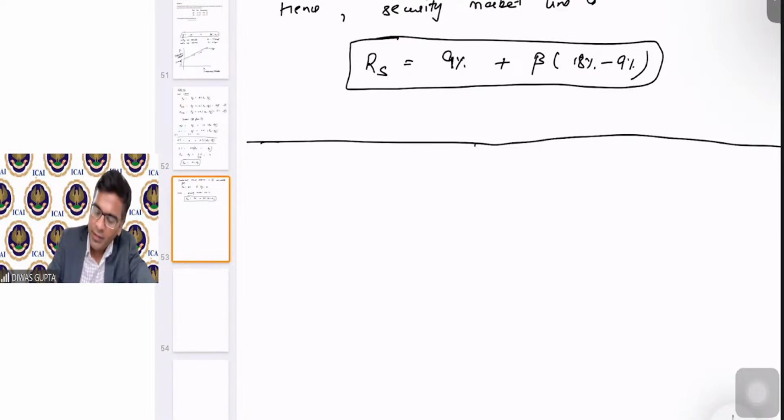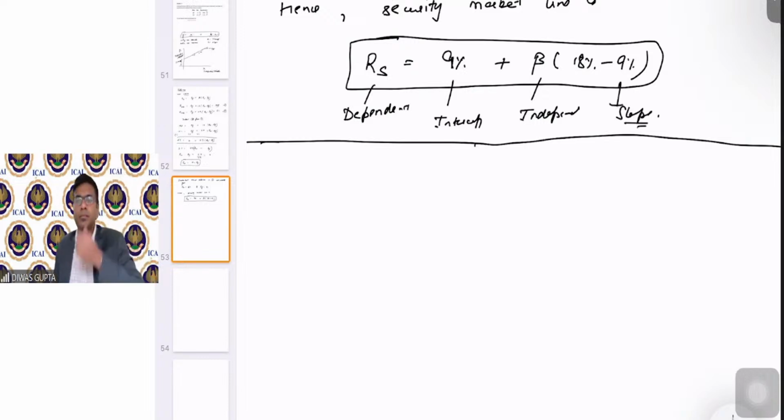So in a way, this is also a line, right? This is the dependent variable. This is the intercept. This is the independent variable. And this is the slope. We will cover this in detail. Actually, slope is not only this, but divided by market beta. We will cover that. But just to give you a preliminary thought, this is how a line is also seen here.